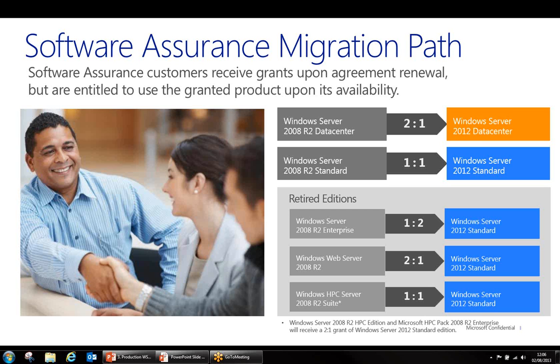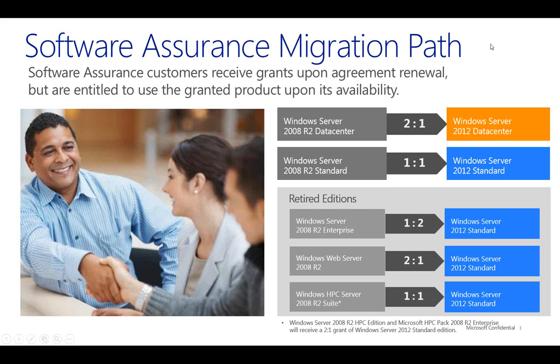Standard is a straightforward, one-to-one transition. Enterprise gave you the use rights for 4 virtual machines, whereas the new 2012 Standard only gives you 2 virtual machines. So therefore, for every 1 Enterprise, you get 2 Standard licenses. The Web Server Edition was a cut-down version of Server 2008 purely to run specific services, in this instance IIS. And it was significantly cheaper than any of the other products. So therefore, for every 2 of those, you get 1 Standard license. And for your HPC stuff, that's again a one-to-one transition.